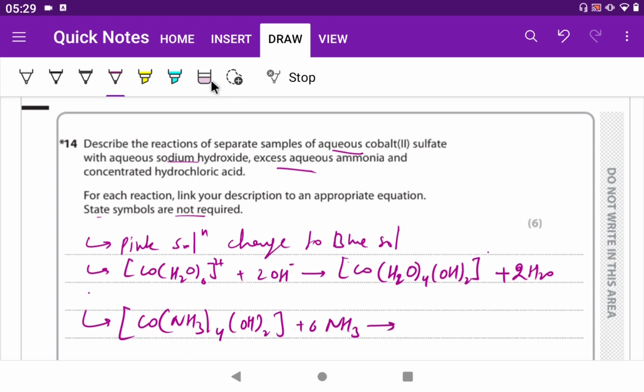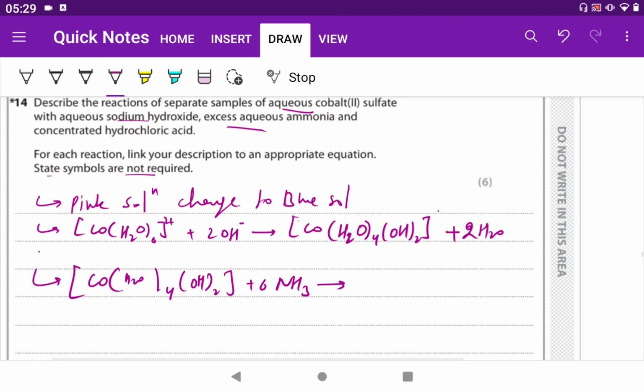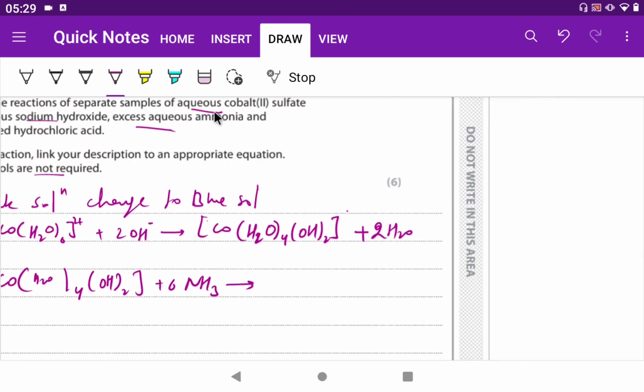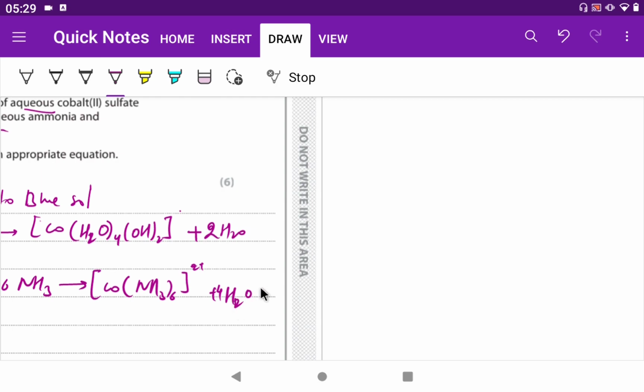I'm sorry, I was doing this reaction H2O, and here it will form Co NH3 6 2 plus, 4 water molecules plus 2 OH minus.